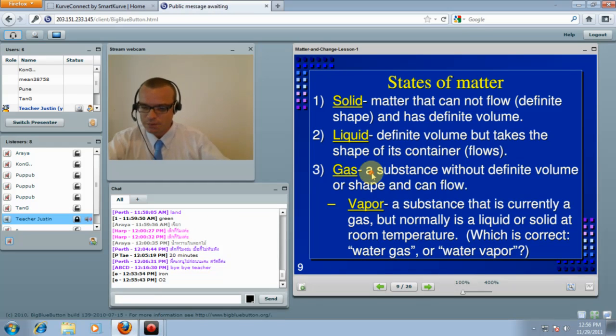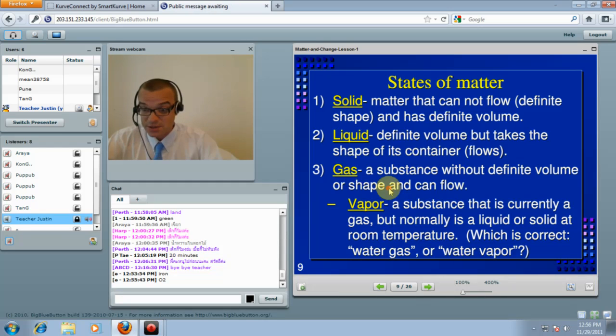I'm not sure if we have this later on. The volume of a gas will basically depend upon the container that it's in, rather than the amount of gas that's in there. Where are we? Vapor. Oh yeah, vapor. A substance that is currently a gas, but normally is a liquid or solid at room temperature.